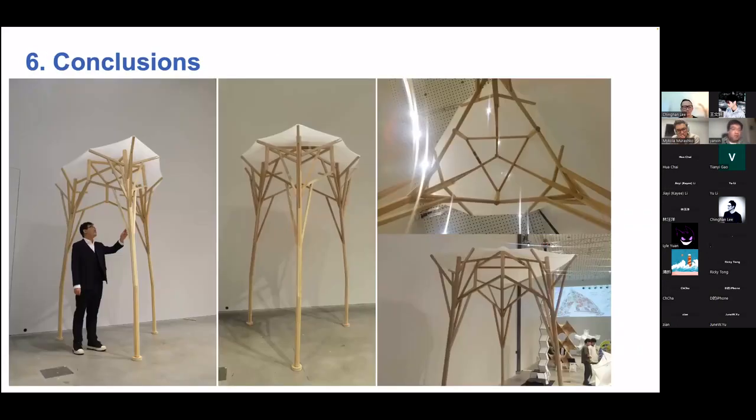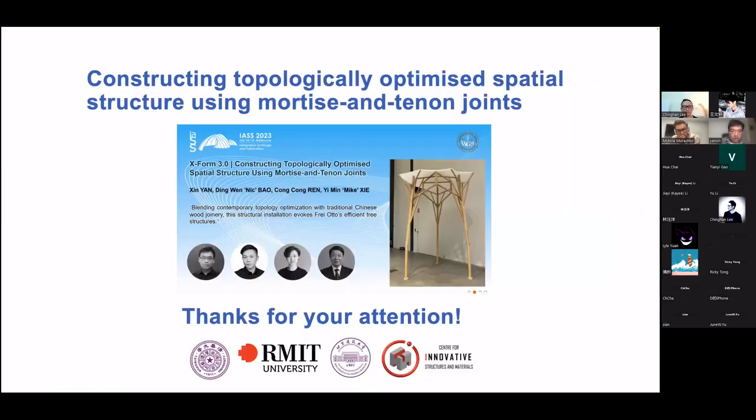And this is the final pavilion. This pavilion is really convenient to fabricate, transfer, and assemble on-site. Also, the wooden materials give the pavilion the advantages of cheap price, being environmentally friendly, and being more modularized. And at last, our pavilion won the third prize in the 2023 IASS competition. So that's all. Thanks for your attention.